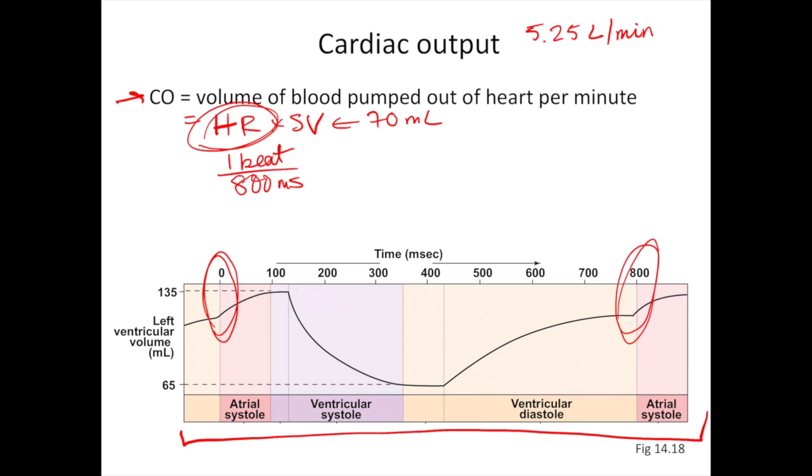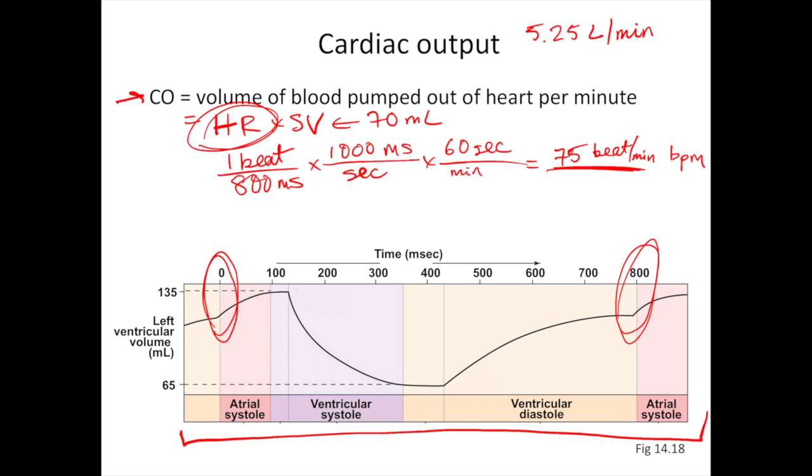However, we do want to convert that to beats per minute. So we're just going to do some conversions here, right? So we know that we have 1,000 milliseconds in a second. We know that we have 60 seconds in a minute. And that's going to give us a value of 75 beats per minute, which you could also write as BPM. Okay. All right, now we know our heart rate, so we can take this value and substitute it back in up here.